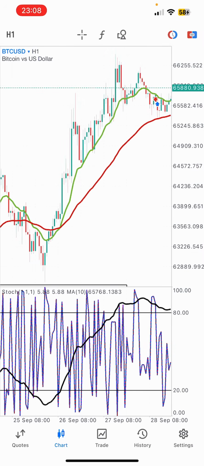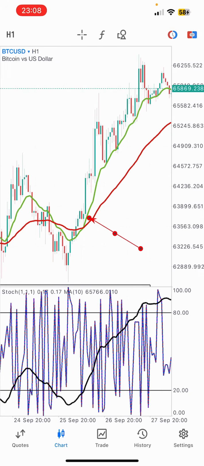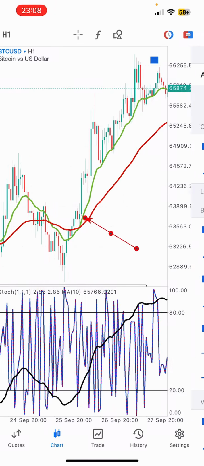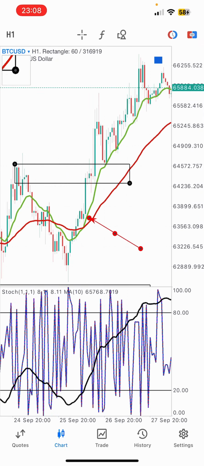So now we saw our crossover here. All right, we saw our crossover at this particular point. So after the crossover, are we just going to enter? No, you can basically exercise patience.